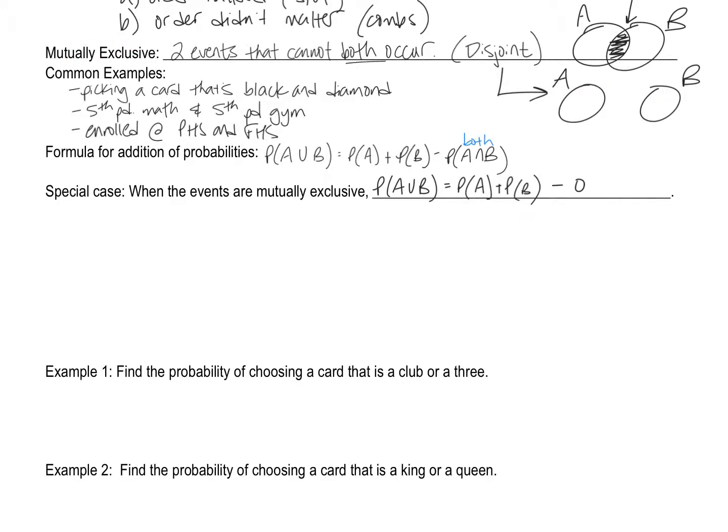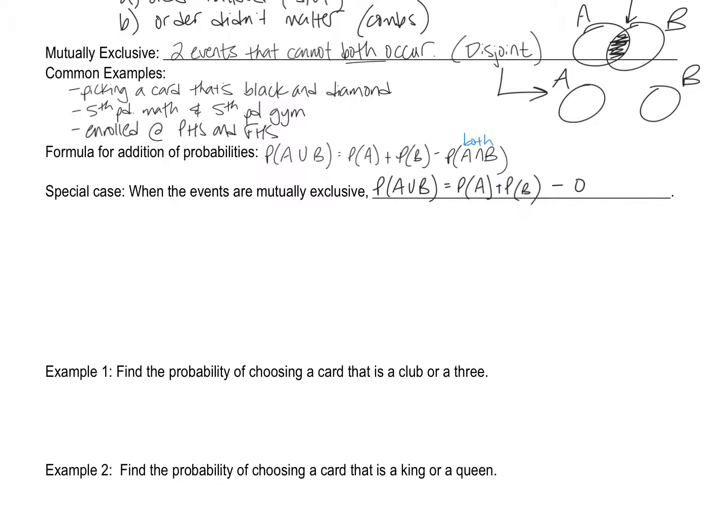Okay? And so a couple more examples besides being enrolled at Fremd and Palatine, which can't happen. You can't have 5th period math and 5th period gym. Those cannot happen simultaneously. So people who have 5th period math would be in circle A. People who have 5th period gym would be in circle B. And there's nobody that falls into both categories because you cannot be scheduled in 2 places at once. Another one, I'm kind of going backwards here. Picking a card that's a black and a diamond. Well, there aren't any cards in the deck that are both black and diamonds because diamonds are red.